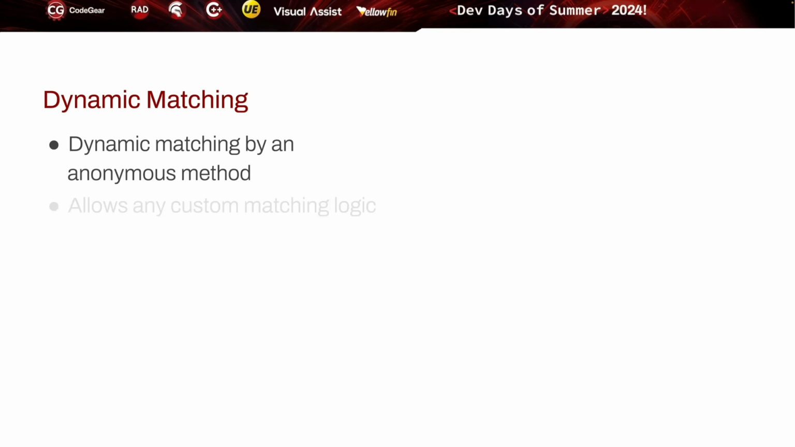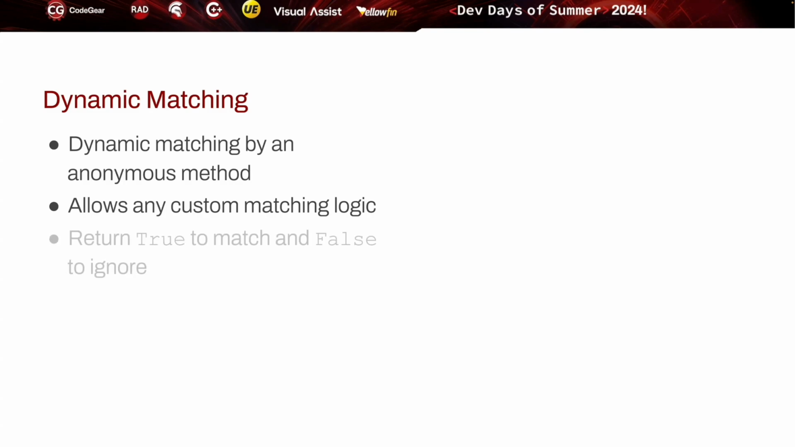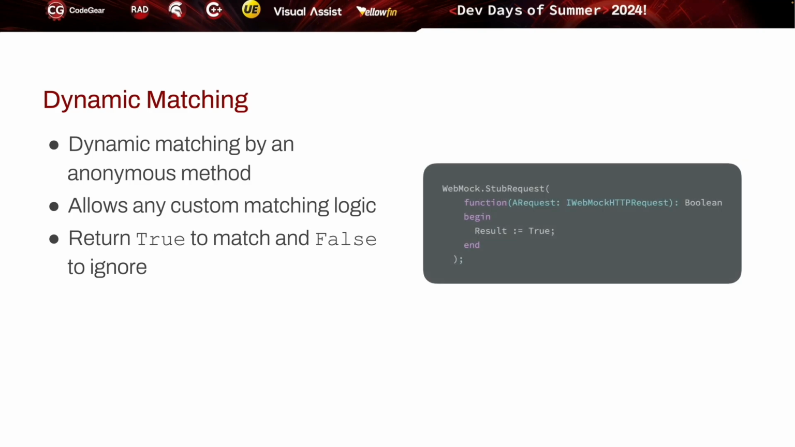So then let's have a look at dynamic matching. Just like dynamic responses, we have an anonymous method which allows us to do matching. It allows any custom logic to match a request, and you just return true to match it, and you return false to ignore it. So if you return true, it's going to generate a response. If you return false, it will generate the normal not implemented response.